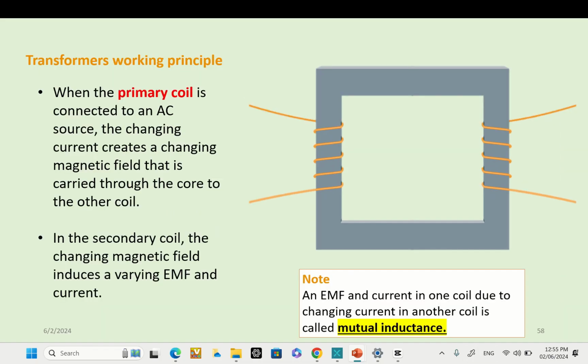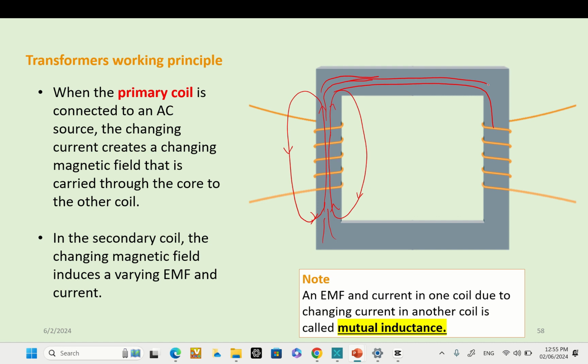So as mentioned in the video, the working principle of a transformer is as follows. When the primary coil is connected to an AC source, we will have a changing current flowing through the primary coil. And since we have a changing current, it will create a changing magnetic field around it. This changing magnetic field changes in both the magnitude and direction with the changing direction and magnitude of the current. This magnetic field would be trapped in the iron core. It will all be accumulated and gathered in the iron core.